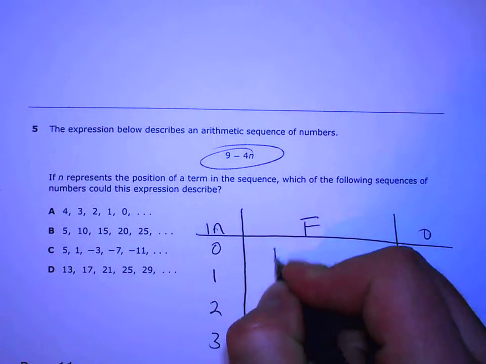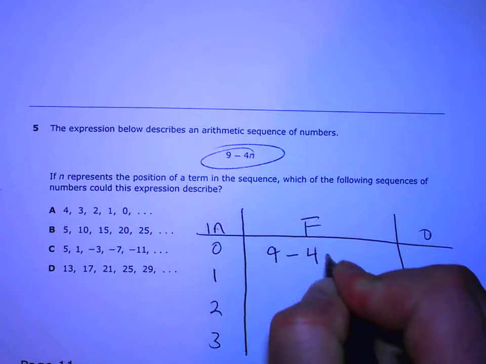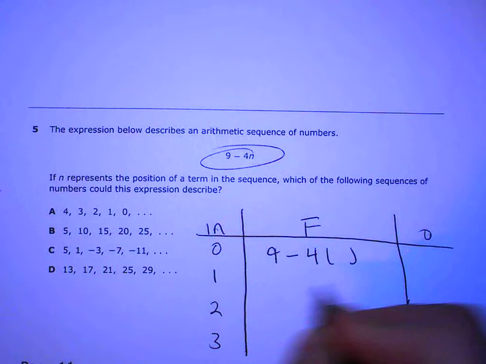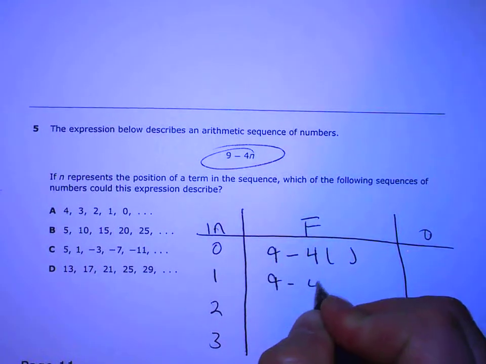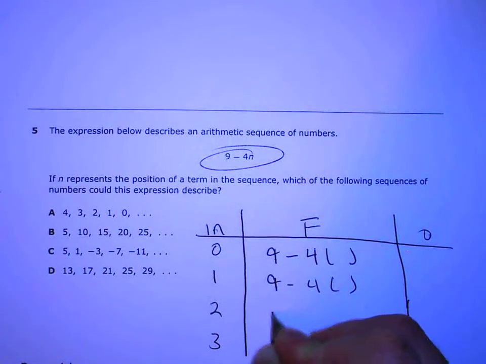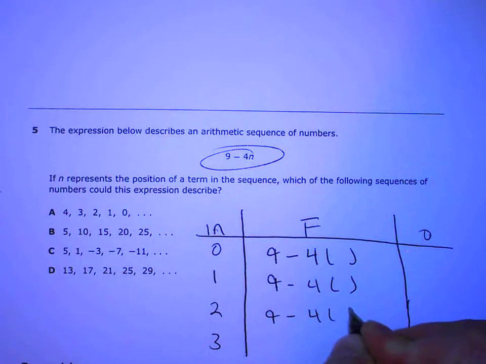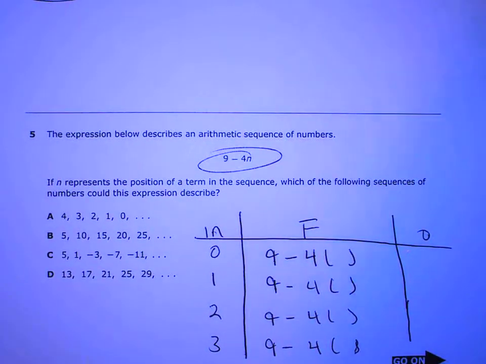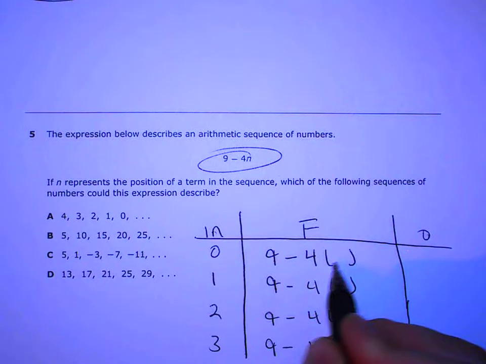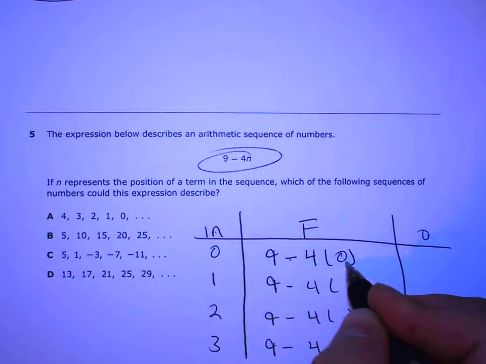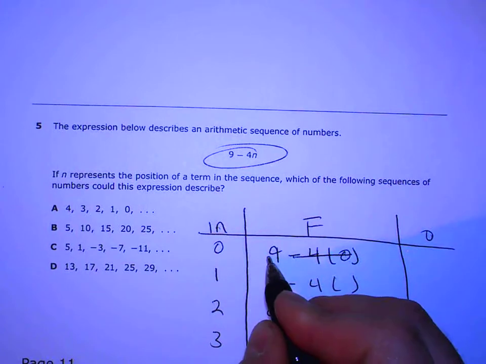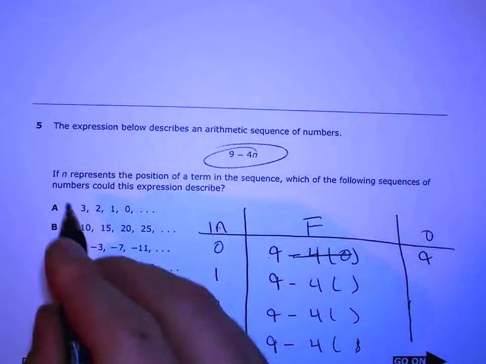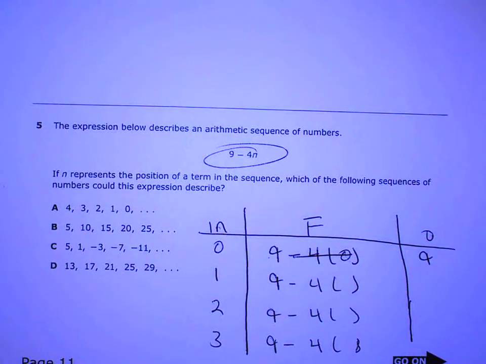My function, 9 minus 4 open parentheses. Okay? So first one, 0 goes in. 0 times 4 is 0. 0 plus 9 is 9. Do any of these start with 9? No, they don't. Do the next one.